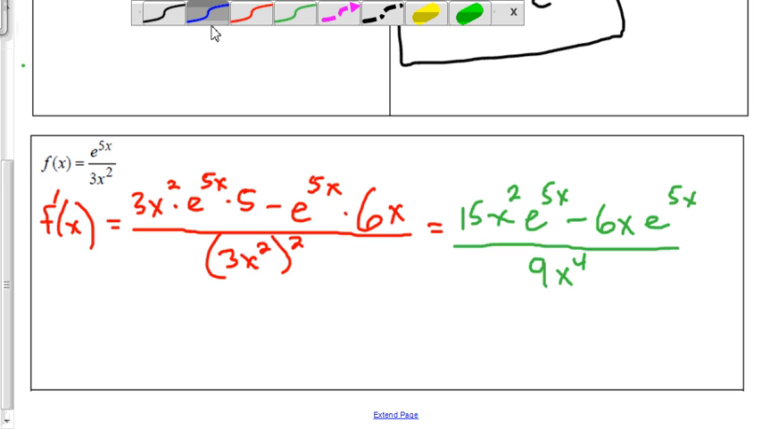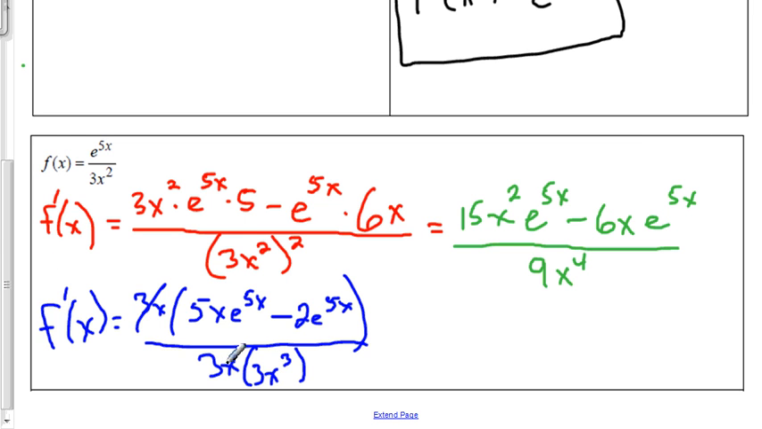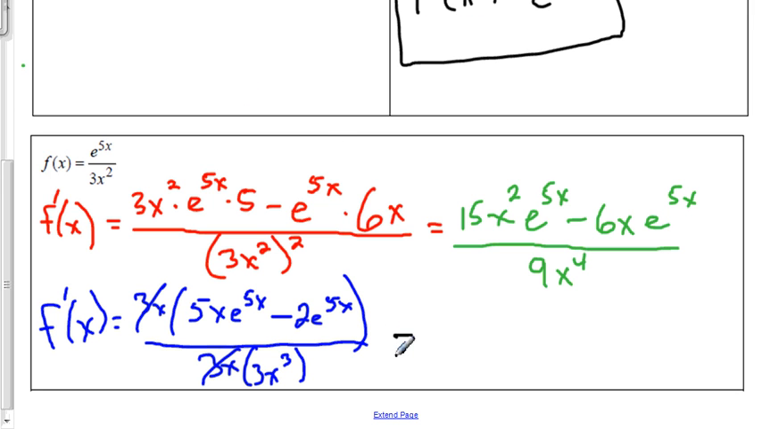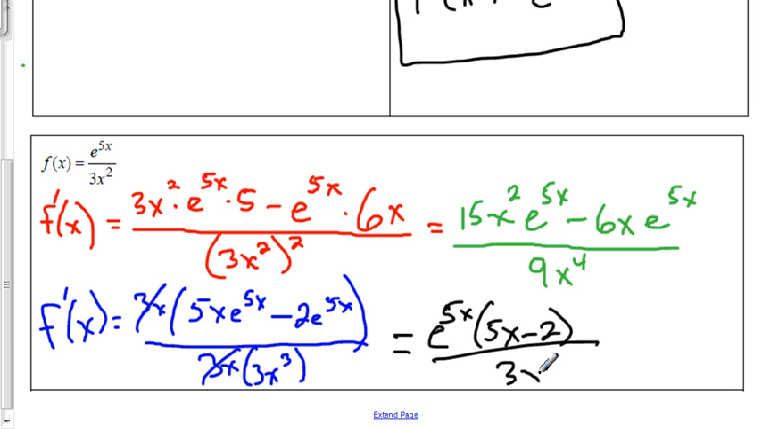And hopefully you notice that in every term, I have a 3x that I could factor out. So I'm going to do that right now. And now we can cancel out those 3's. Now, I would let you leave it like that. But you could also see that we have an e to the 5x. Of course, I told you up above not to do that, but we could factor out the e to the 5x and be left with 5x minus 2 all over 3x cubed.